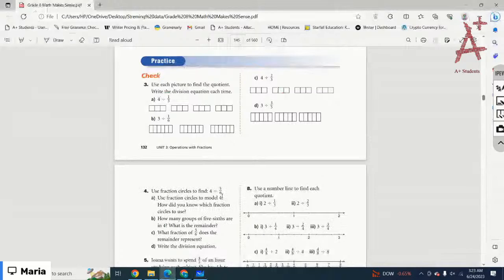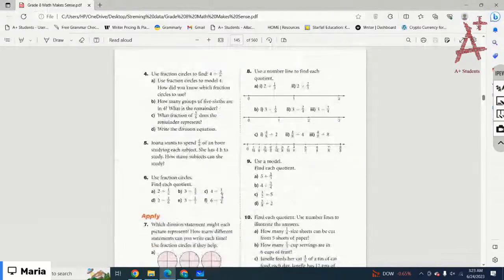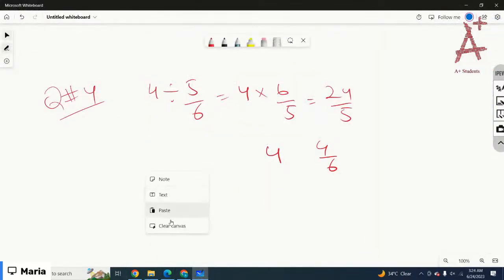Okay, let's move on to question number 5. Iona wants to spend 4 over 5 of an hour studying each subject. She has 4 hours to study. How many subjects can she study? So the total time is 4 hours and she wants to spend 4 over 5 of an hour. So you have to divide 4 divided by 4 over 5. Got it?